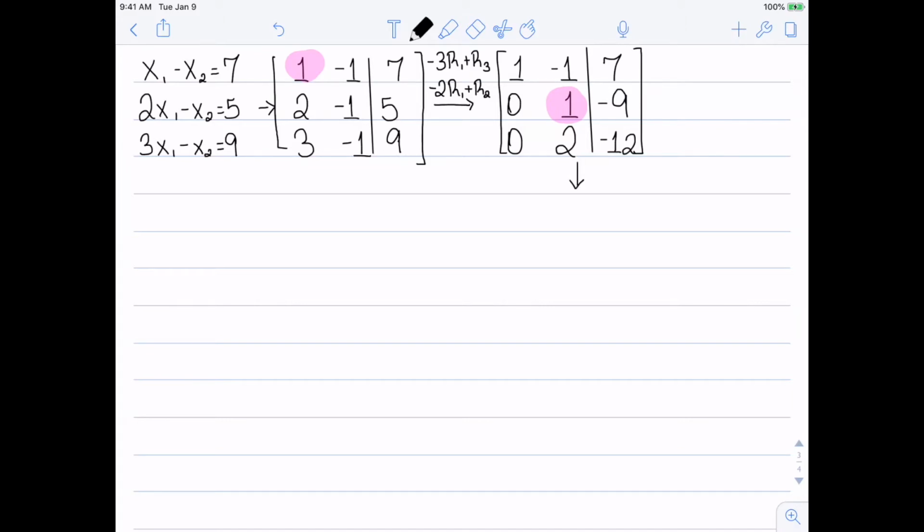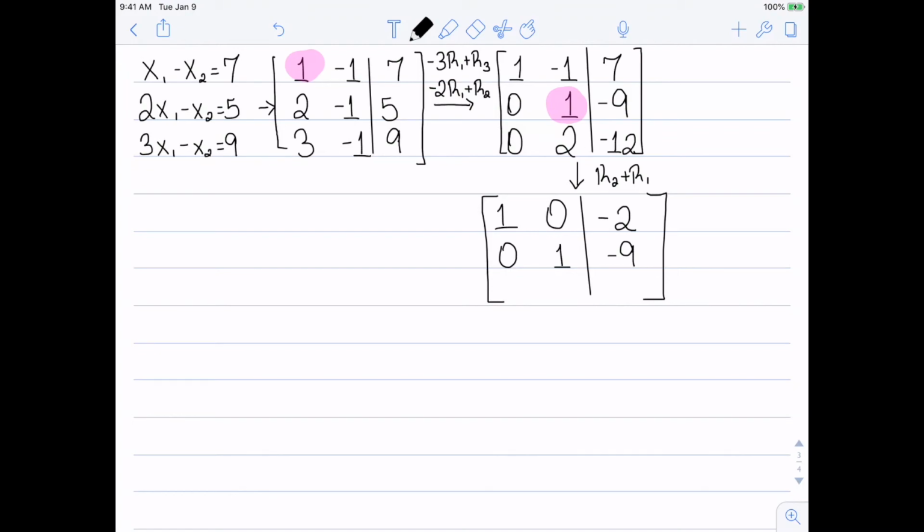For the first row, it's a negative 1, so I need to add 1. So I can just add the second and first rows. We know the second row won't change. We then have 0 plus 1 is 1. 1 minus 1 is 0. And negative 9 plus 7 is negative 2.